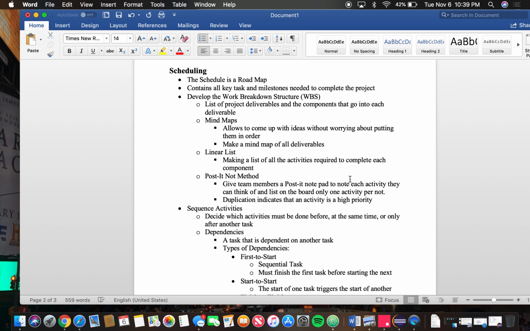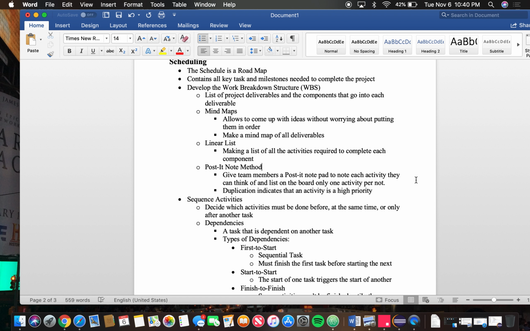There's a linear list, which is making a list of all activities required to complete each component. And then the post-it note method, I meant to put note, not method, which is basically giving a team member a post-it note for each activity and writing down a list on the note. Basically, you look at what they have written and you look for duplicates, and if there are duplicates, that means that activity is of high priority.